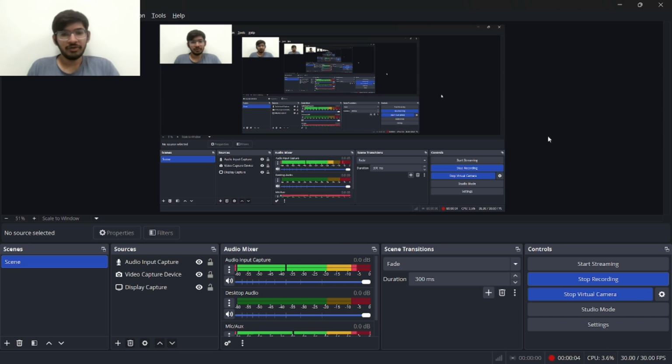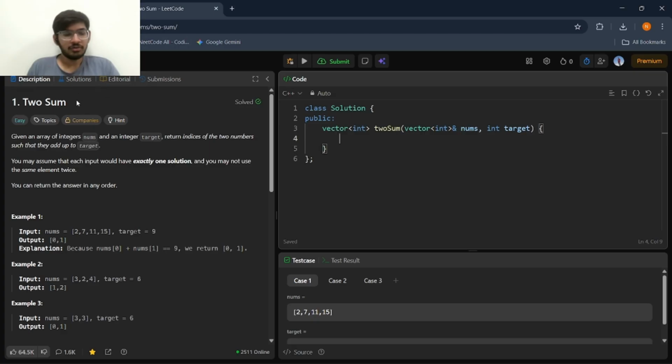Today we solve the question: Two Sum. Given an array of integers nums and an integer target, return the indices of the two numbers such that they add up to target. You may assume that each input would have exactly one solution, and you may not use the same element twice.